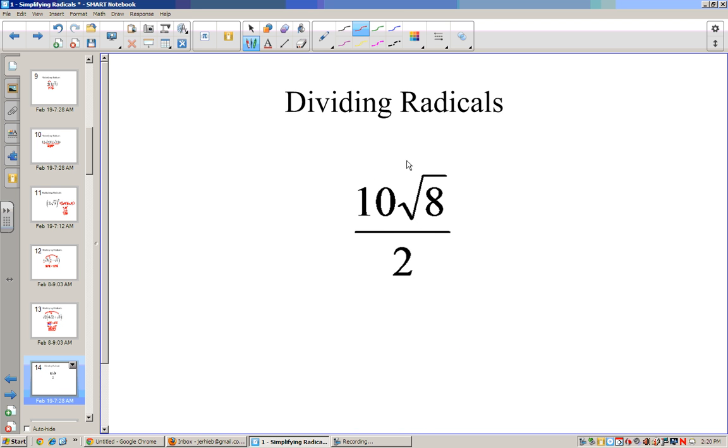Dividing radicals, we do the same thing. If it doesn't have a square root, you can only simplify it with something that doesn't have the square root. So 10 over 2 would be 5. So we'd leave this as 5 times the square root of 8.